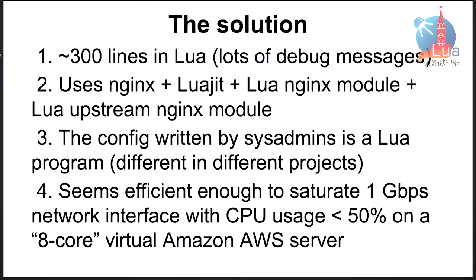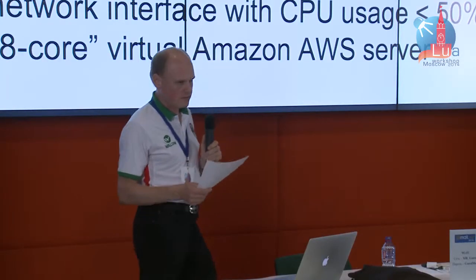The solution is about 300 lines in Lua, including lots of debug messages, so not all of those 300 lines are about the problem. Then the solution uses nginx, Lua nginx module, and Lua upstream nginx module, two nginx modules. The config is written by sysadmins, and it is a Lua program, a different one in every project. And the solution seems efficient enough to saturate a 1 gigabit per second network interface with CPU usage less than 50% on a so-called 8-core virtual Amazon Web Services instance. So that's not a real computer, that's a virtual machine.